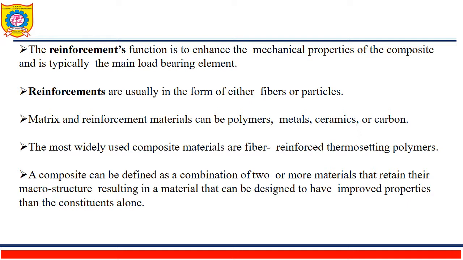Matrix and reinforcement materials can be polymers, metals, ceramics or carbon. The most widely used composite materials are fiber reinforced thermosetting polymers. A composite can be defined as a combination of two or more materials that retain their macrostructure, resulting in a material that can be designed to have improved properties than the constituents alone.